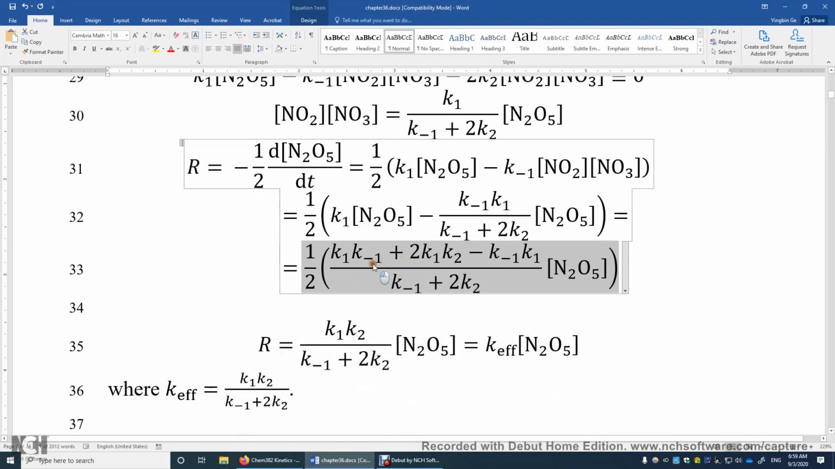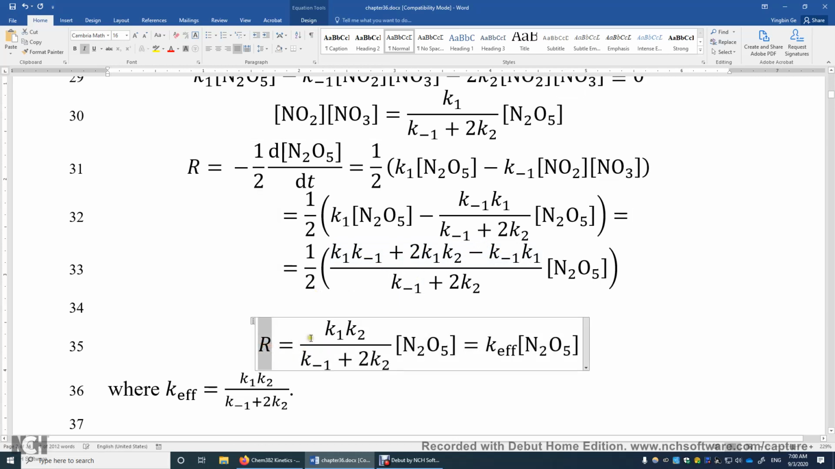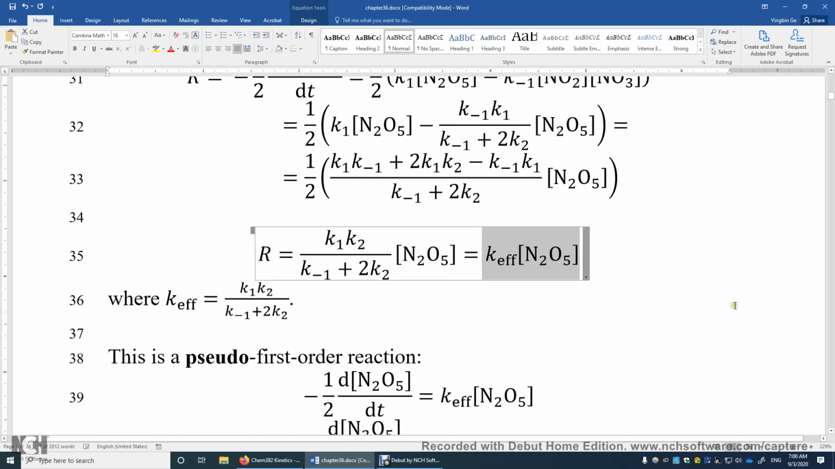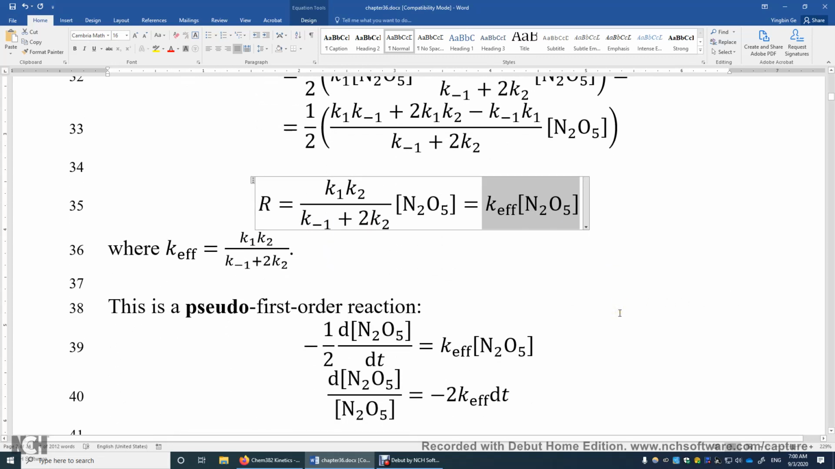Again, of course you can simplify this. This part and this part, they cancel, and this 2 and this 2 cancel. So in the end, again, the reaction rate is a constant times N2O5. It's a first order reaction. And then we define K effective to be this, and then we have a simpler expression here in the end. So again, one more time, this is not a second order reaction. Do not be deceived by the coefficient 2 in front of this N2O5.